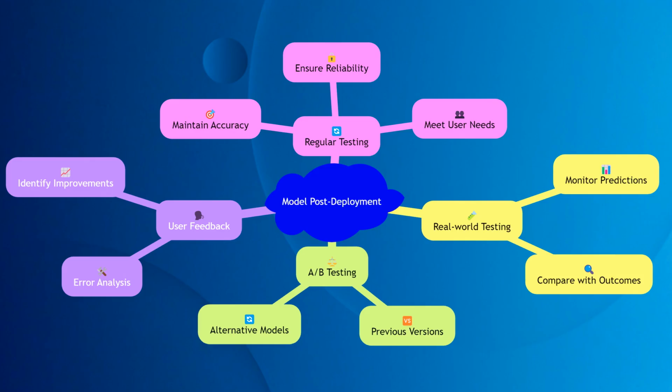After deployment, it is crucial to test the model in a real-world environment to ensure it performs as expected. This involves monitoring the model's predictions and comparing them against actual outcomes. A/B testing can be used to compare the deployed model with previous versions or alternative models. User feedback and error analysis are invaluable for identifying areas of improvement. Regular testing helps maintain the model's accuracy and reliability, ensuring it continues to meet user needs.